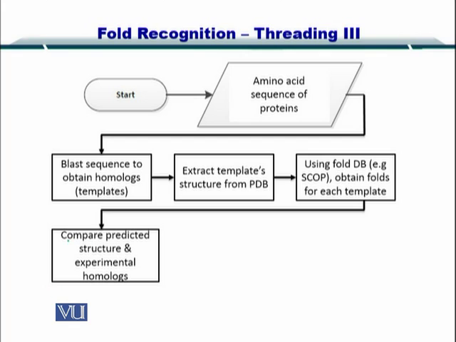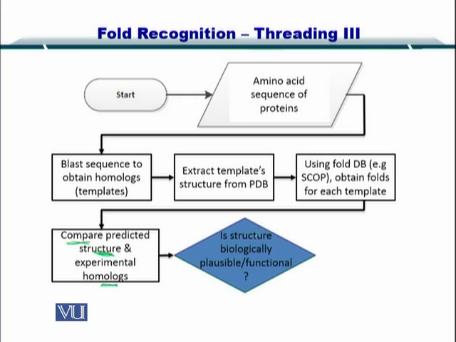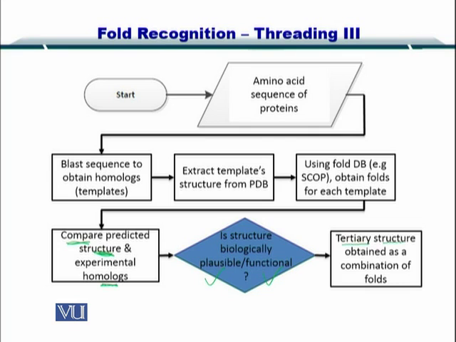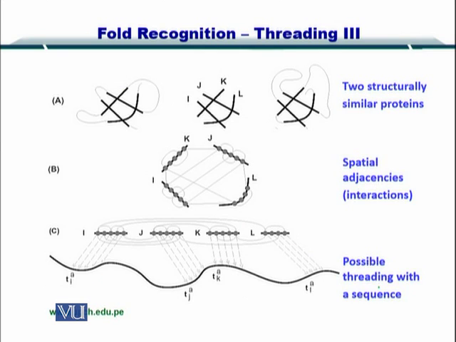So we compare the predicted structures, that is the folds, with the experimental homologs. Now, if both of them are functional and plausible, then you create a tertiary structure by combining these folds. So you can select one fold from one PDB, another fold from some other structure, some other fold from yet another PDB, and combine them to create and predict the structure for the sequence you're looking for. Here is the summary of this.